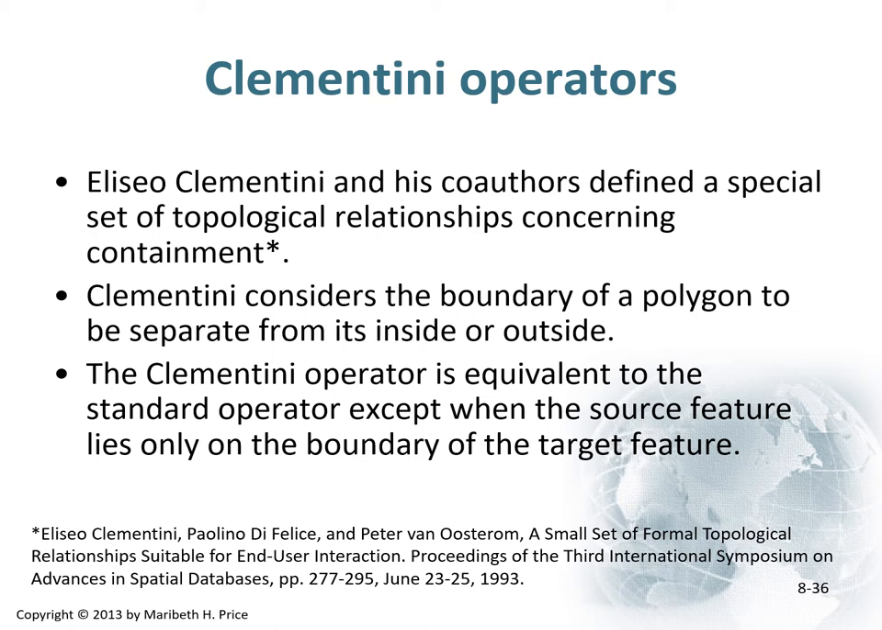Basically, what they were saying is there are these occasional weird things that come up. And the best example that they have going is the Rio Grande in Texas. What Clementini and his co-authors established was that sometimes the boundary of a polygon needs to be separate from the inside of the polygon and from the outside of the polygon. That it simply just needs to be the boundary. And so when you have a Clementini operator, it's equivalent to the standard operator, except when the source feature lies on the boundary of the target feature. And when that happens, it gets a little complicated.